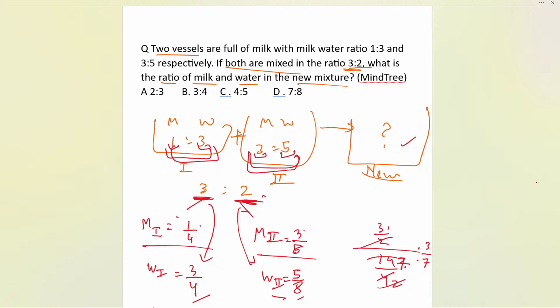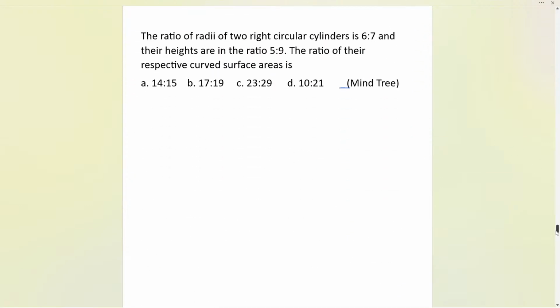Again, I forgot to change the option, I guess. So it's fine. Now let's move to the next question. One minute to go. Your time starts now. This question can be solved in just one line. Try using the formula.